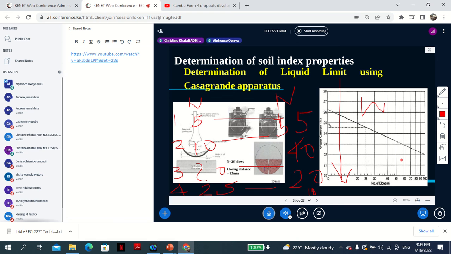One has less water, two has more, three has more, four has the highest water content. So one? Okay, no, that's not right, because with one you may not even be able to roll.